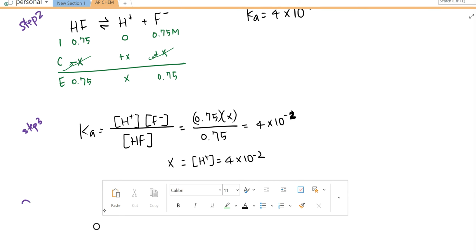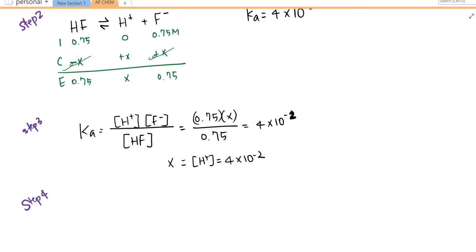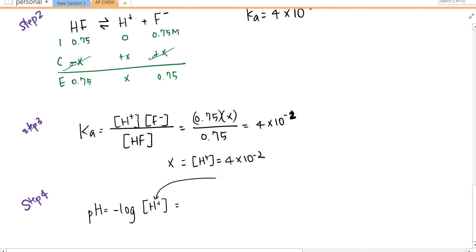Now, my step 4. Step 4 is basically doing the calculations for the pH. So what is pH? It's the negative log of the concentration of H plus, and I happen to have the H plus concentration. Plugging in that number, I end up with negative log of 4 times 10 to the negative 2, and I end up with 1.39, and that is going to be my new pH once all of the OH minuses have been consumed in the buffer system.